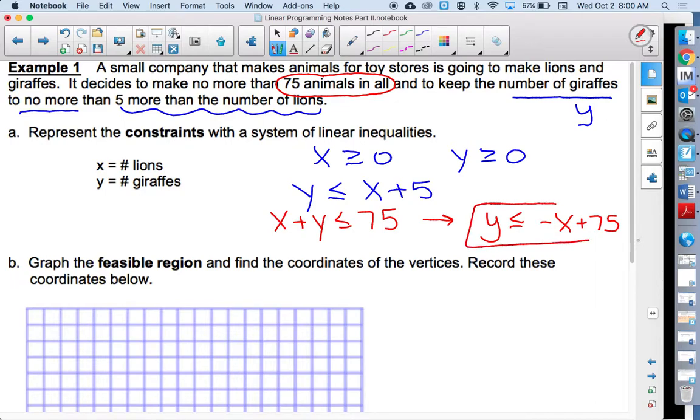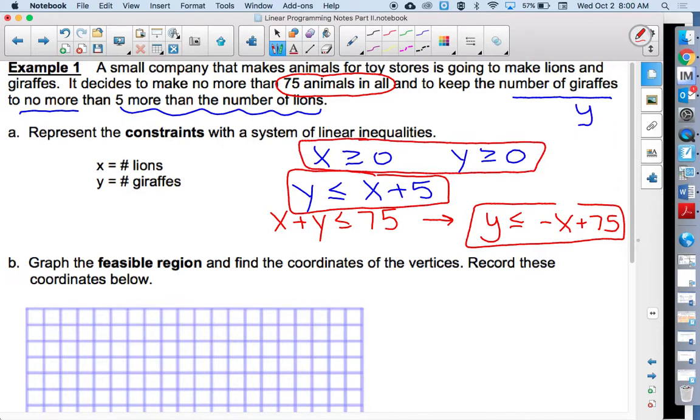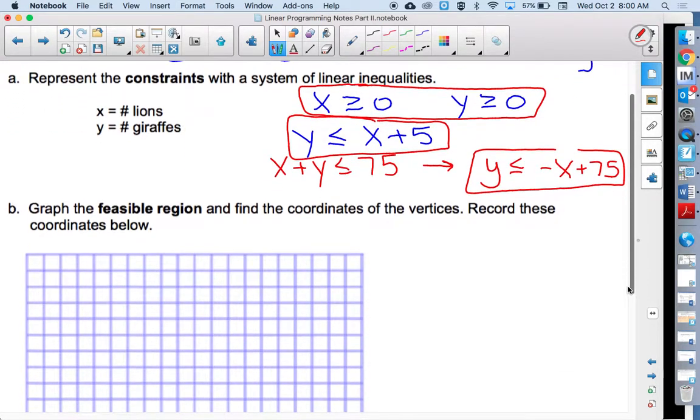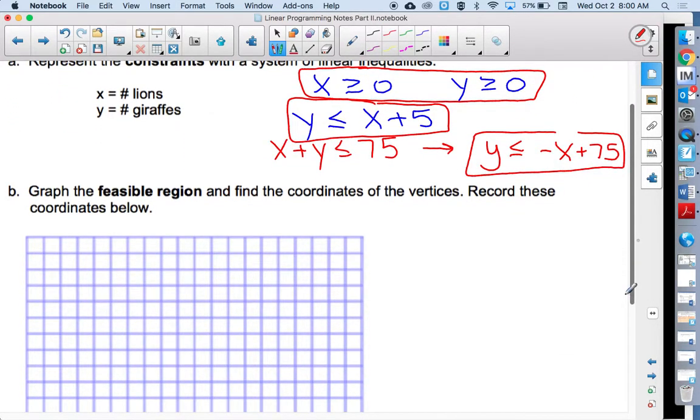So we have 4 inequalities. 2 of them were not directly given, but because we are making something, those 2 have to be part of the problem because we can't have a negative amount. So part B wants us to graph the feasible region and find the coordinates of the vertices. It says record these constraints below.